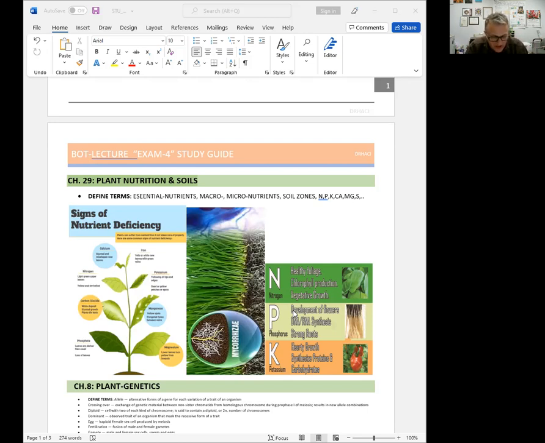Okay, so there are different types of soil. Please do your reading on this. And then also, what are the acidic soils versus alkaline soils, and how they affect plant nutrient availability.